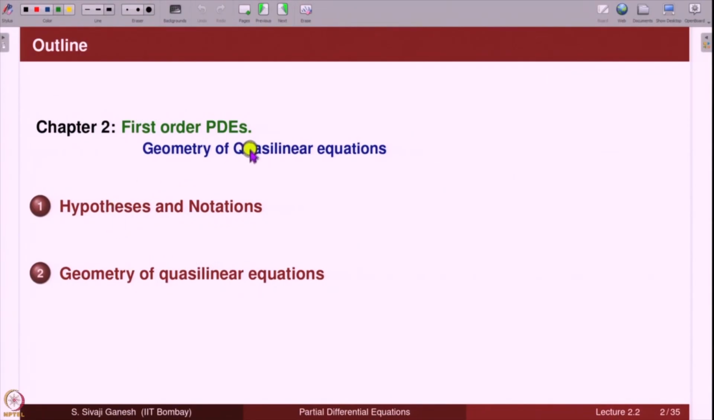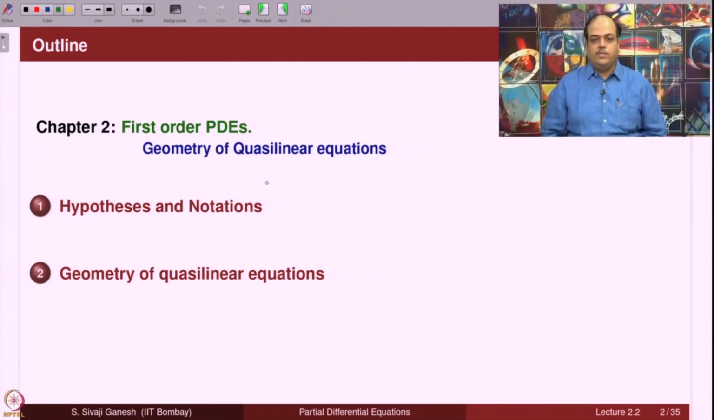Welcome. From now onwards we will start analyzing first order partial differential equations for their solutions. Today's lecture is devoted to the geometry of quasi-linear equations. In this, first we set up the basic hypothesis and notations which will be assumed throughout the analysis of the quasi-linear equations, and then we discuss the geometry of quasi-linear equations, the geometrical objects which are associated to quasi-linear equations.